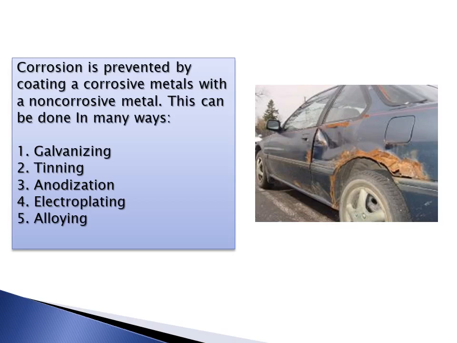Corrosion can be prevented by putting a layer of non-corrodible metal on a corrodible metal. This can be done in many ways like galvanizing, tinning, anodization, electroplating and alloying. We shall learn about them in detail.